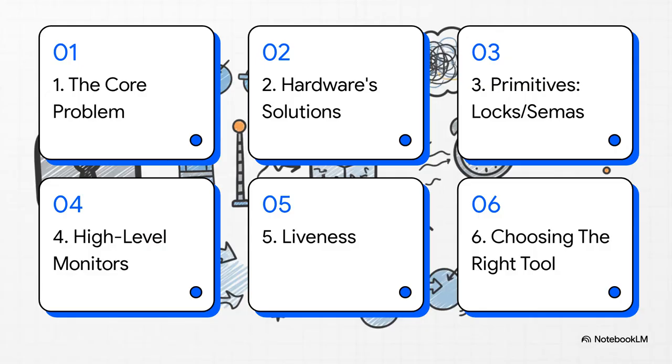We're going to start with the absolute basics. What is the problem we're even trying to fix? Then we'll build our way up layer by layer. We'll look at how the hardware helps us, then the basic software tools like locks and semaphores, and then the fancier, high-level stuff like monitors. And of course, we'll get into what happens when things go wrong, the really nasty bugs like deadlock, and we'll wrap it all up by figuring out how you choose the right tool for the job.